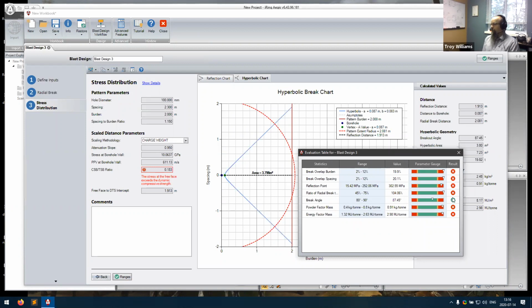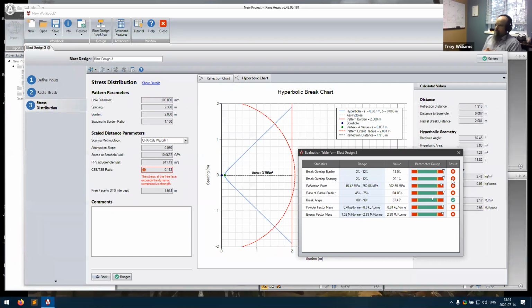So there's only one green check mark. So overall, this wasn't a very good blast. There's just too much energy. So what can we do at this point with this information? Well, we need to reduce the amount of energy, and we can do that a few different ways.